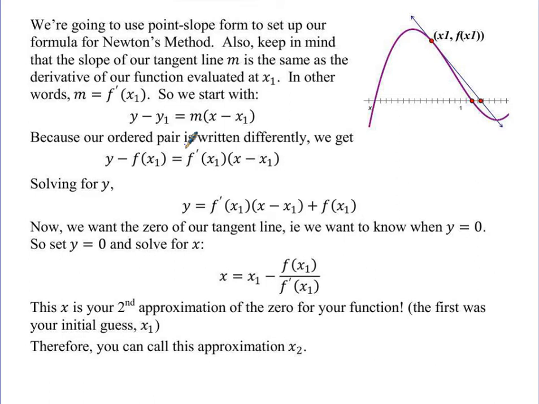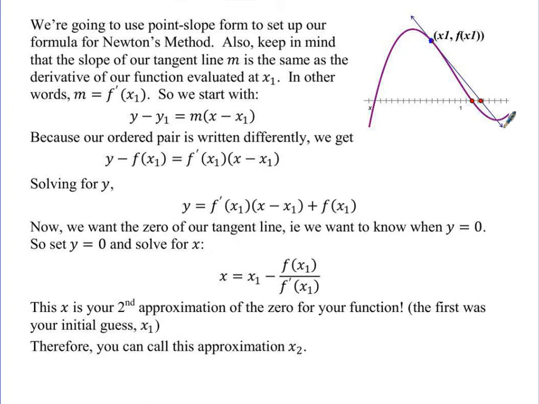Because our ordered pair is going to be written a little bit differently, we have f at x1 here, x1 comma f at x1. So let me take a look at my graph again real quick. It's the same exact graph we were looking at. I happen to pick this point right here, which gives me an x value and a function evaluated at that x value for that ordered pair. So that's where these two things are coming from, x1 and f of x1.